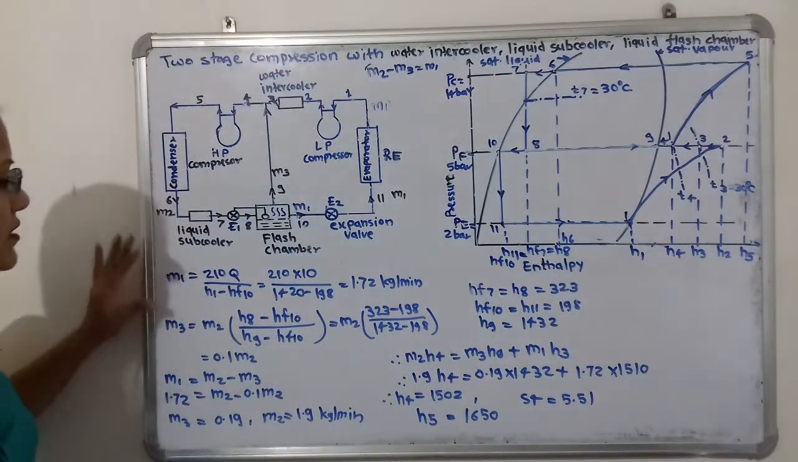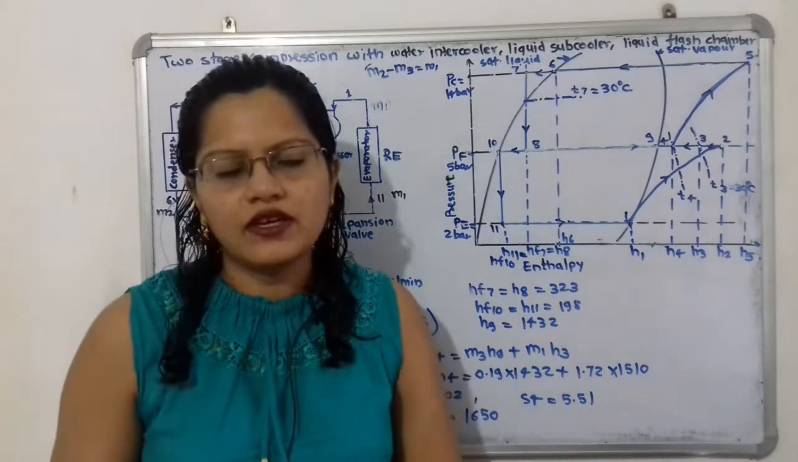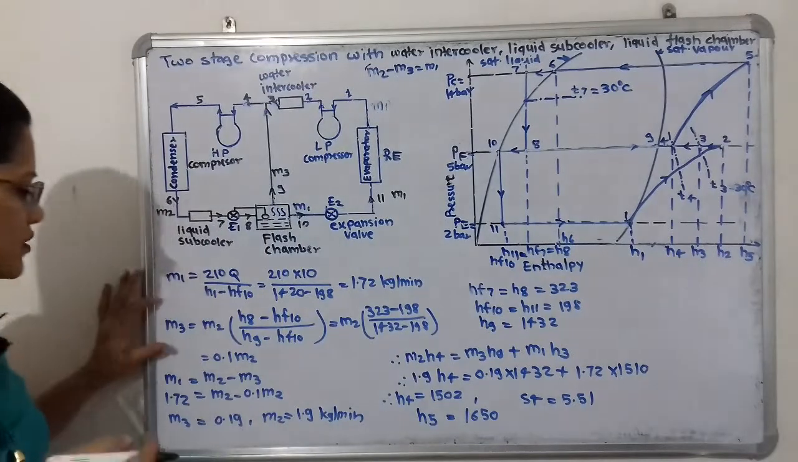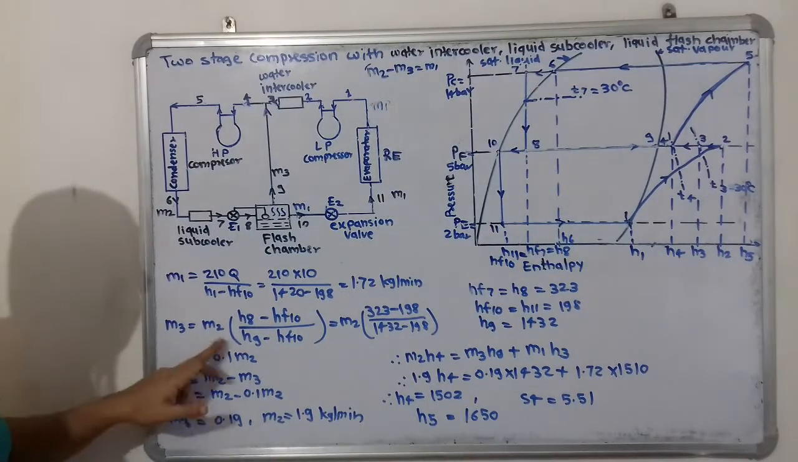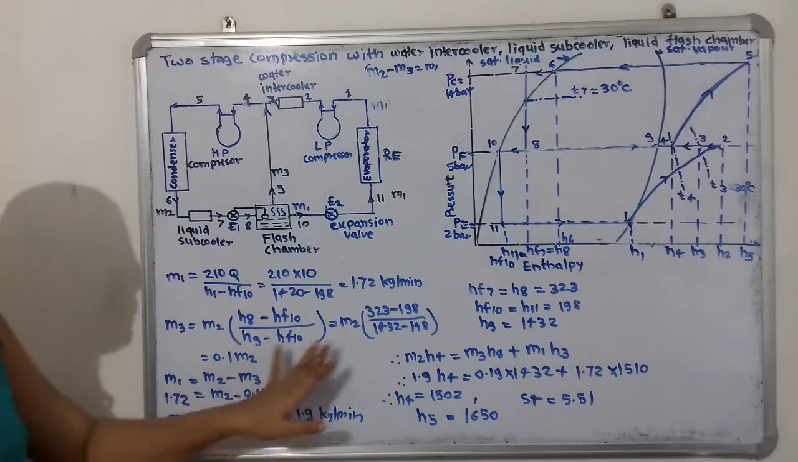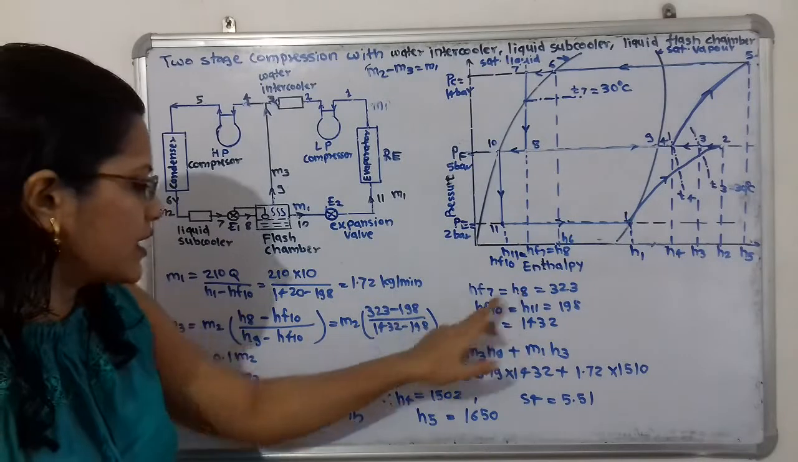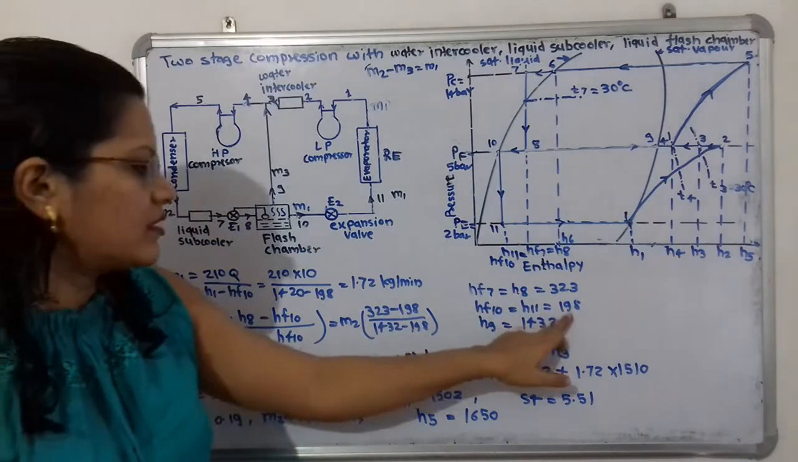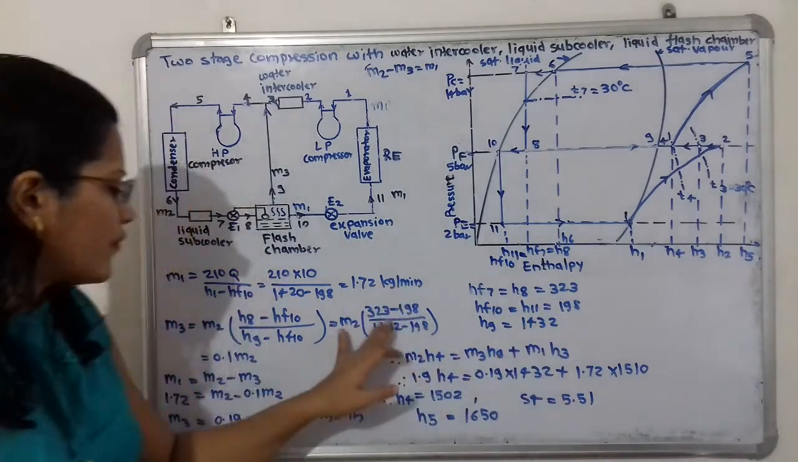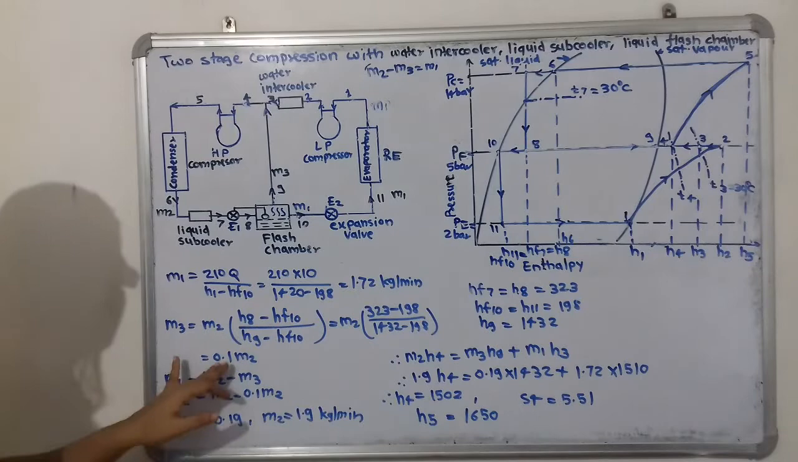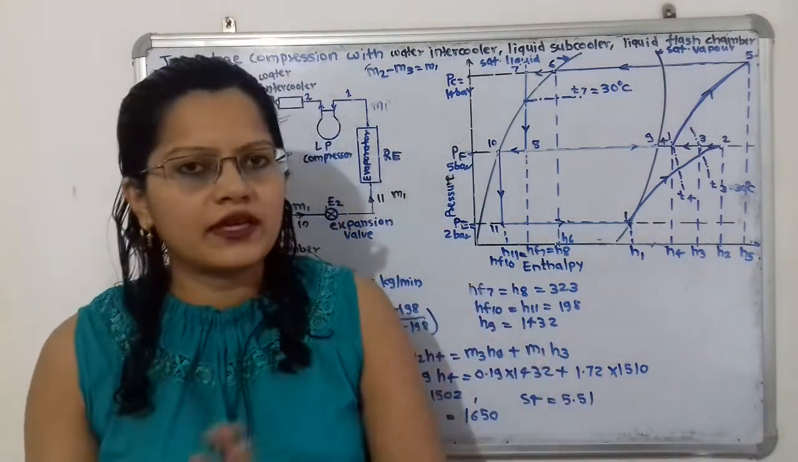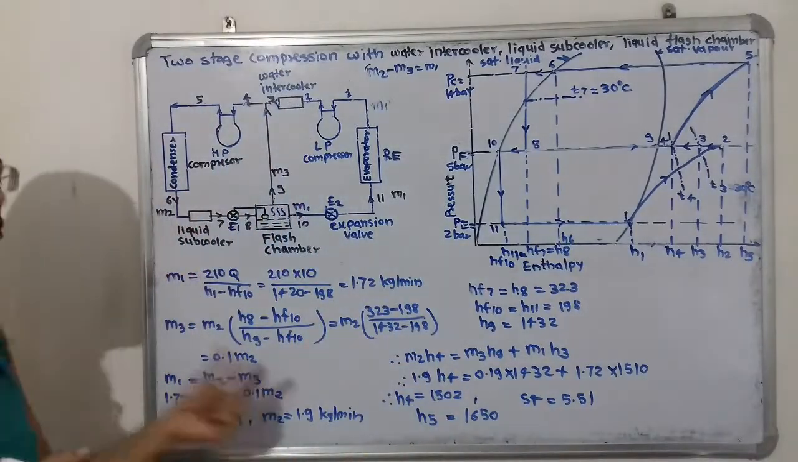Now if we move next, we have to find out M2 and M3. Let us first find out the relation between M2 and M3. Here is the formula: M3 is equal to M2 times (H8 minus hf10) divided by (H9 minus hf10). When we put the values, we know H8 is 323, hf10 is 198, and H9 is 1432. When we calculate this, we will get M3 equal to 0.1 M2. Now what is the relation between M1, M2 and M3? We know that M1 is equal to M2 minus M3.